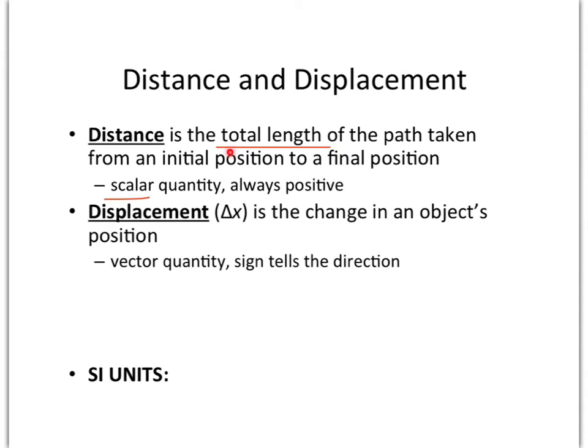By contrast, displacement, which we call delta x. Now remember I said that x was going to be our notation for your position. Displacement is what's called a vector quantity, which means it's got a value, an amount that you have moved, but also what matters just as much as the amount is the direction that you've moved.